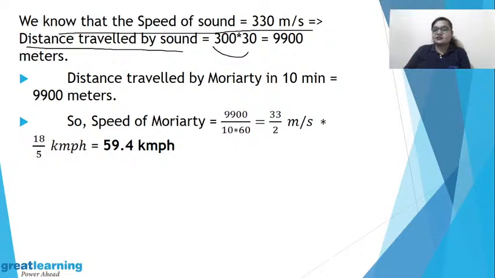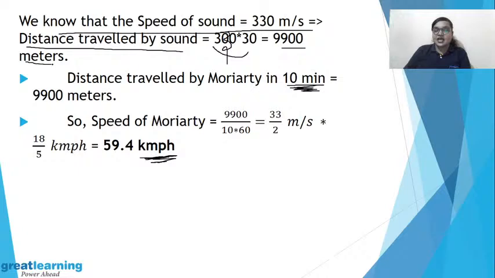Why is it 300? Because I'm calculating everything in terms of kilometer per hour, right? So we need to do it in terms of equal time of 10 minutes, right? So sound 30 seconds. So 330. Sorry, it should be 330 into 30. Yes or no? So 330 into 30 seconds. So 330 into 30 will give me the correct answer.